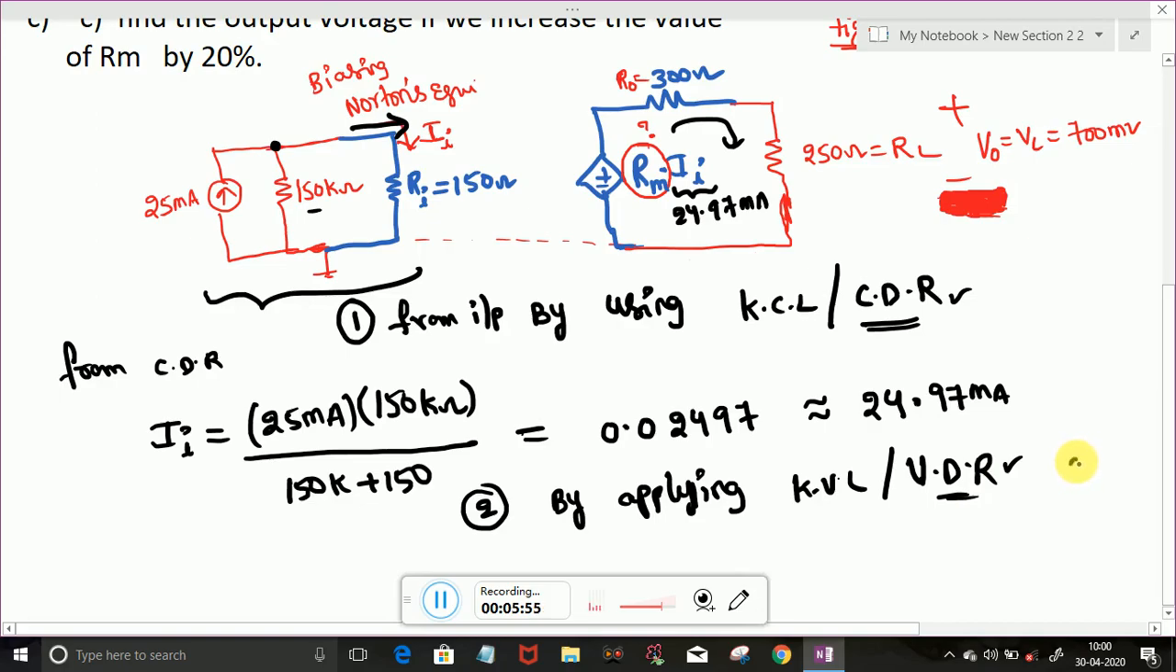This is the output. At the output you have to do this. Now if you apply the voltage division rule, you can directly write the equation here, and the value is also given as 700 millivolts.